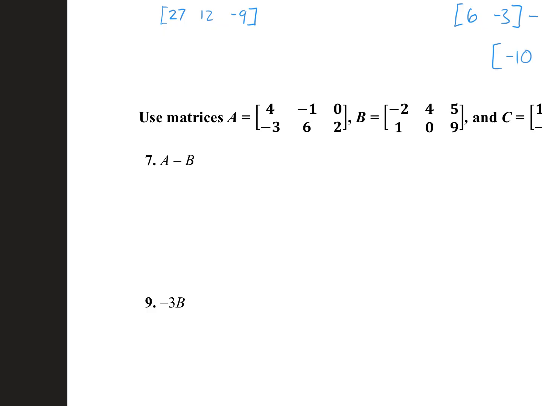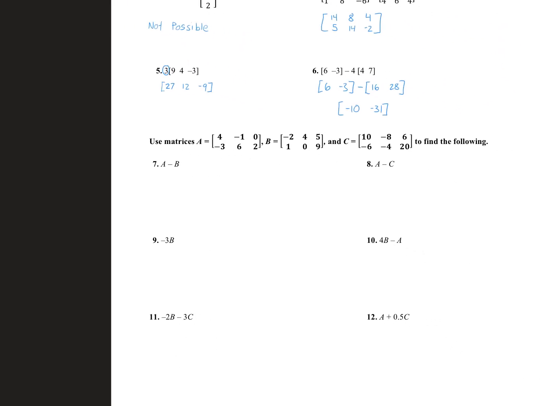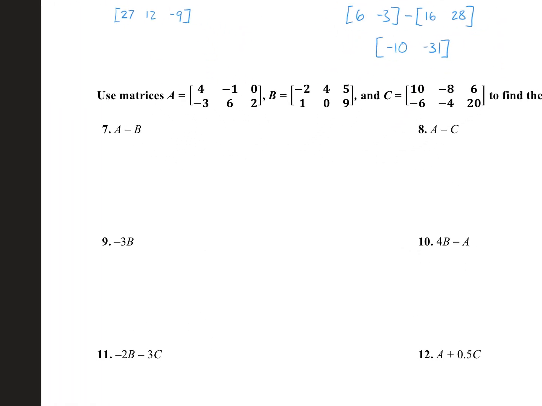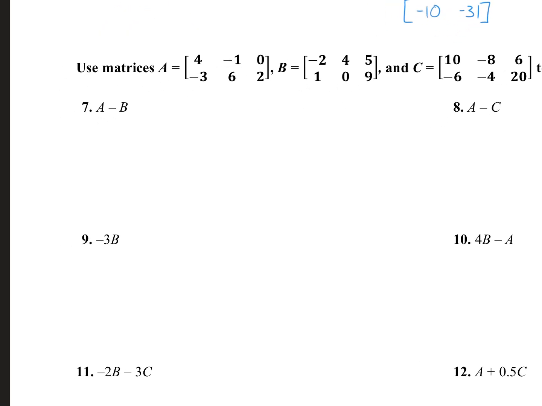All right, 7 through 12. Same thing, but they tell you what the matrices are up top, and then they make you do these operations based on their names, which are a capital letter. All right, so if it helps you, you can just rewrite the matrix. So this is matrix A, and I'm going to subtract matrix B from that.